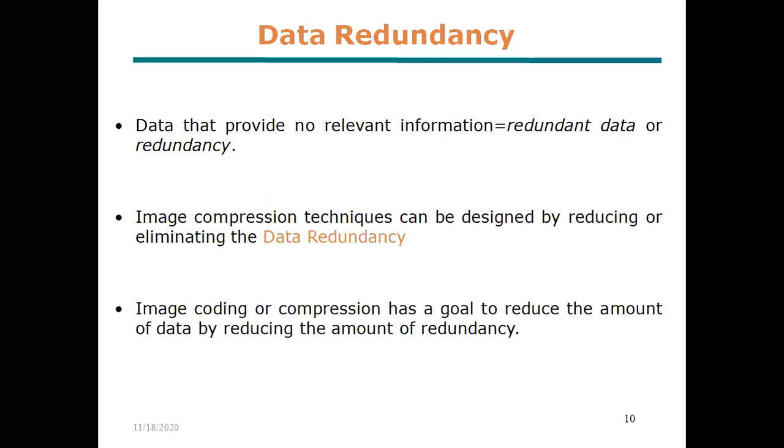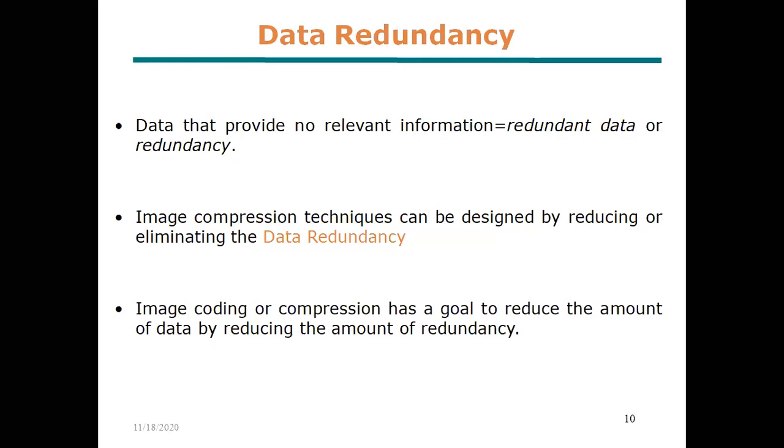So which one is called data redundancy or redundant data? Data that provides no relevant information. Because if any data is not relevant to the information, that is called redundant data. Redundant data or redundancy, we call it that. Image compression techniques can be designed by reducing or eliminating the data redundancy.